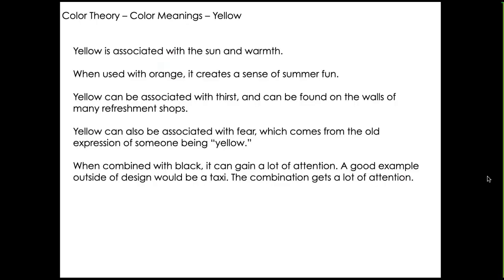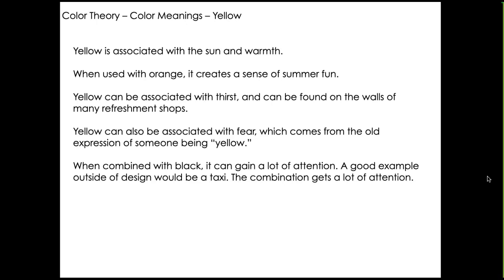Yellow. So yellow is often associated with the sun and with warmth. When used with orange, it creates a sense of summer fun. Yellow can be associated with thirst and can be found on the walls of many refreshment shops. So yellow can also be associated with fear, which comes from the old expression of someone being yellow, and there's a lot of history around that. Green is another one that we use like that. When someone's green, they can be sick, or they can be green with envy. Yellow meaning they're afraid, like the cowardly lion, that kind of thing.